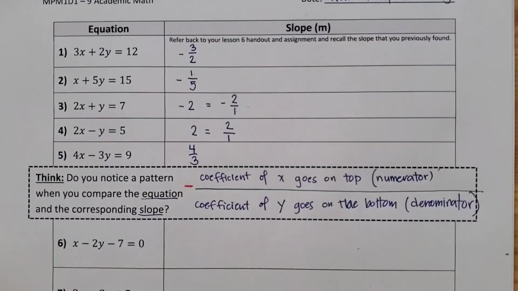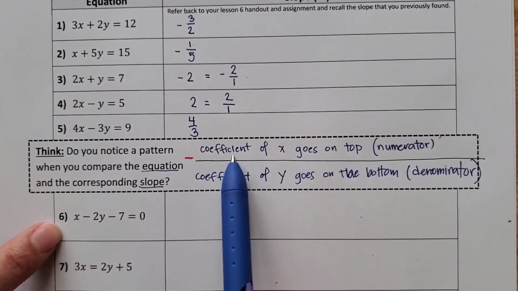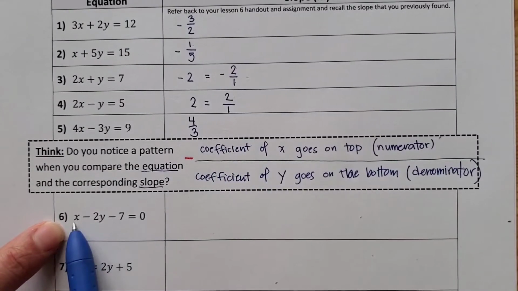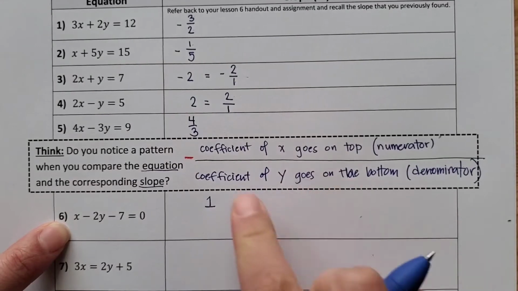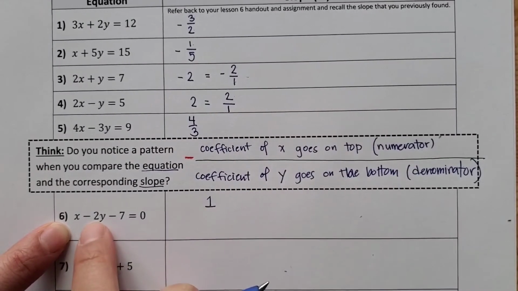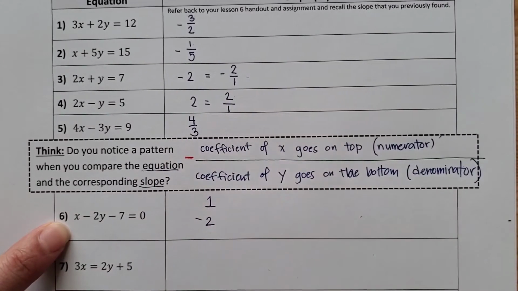So let's do number 6 together with knowing what we know here, okay? So now you're going to look at number 6 and say, okay, what's the coefficient of x? Coefficient of x is the number 1, right? That goes on the top. What's the coefficient of y? The coefficient of y is negative 2. That goes on the bottom.